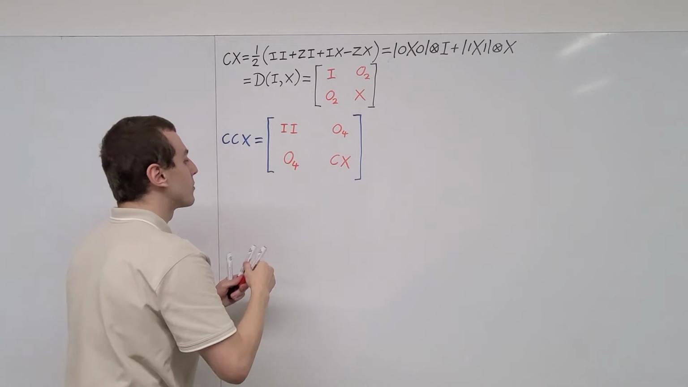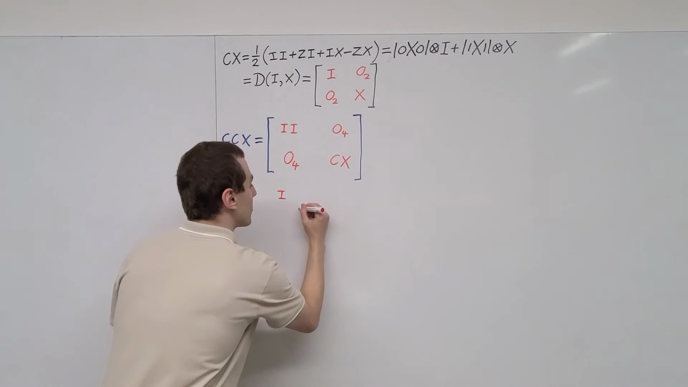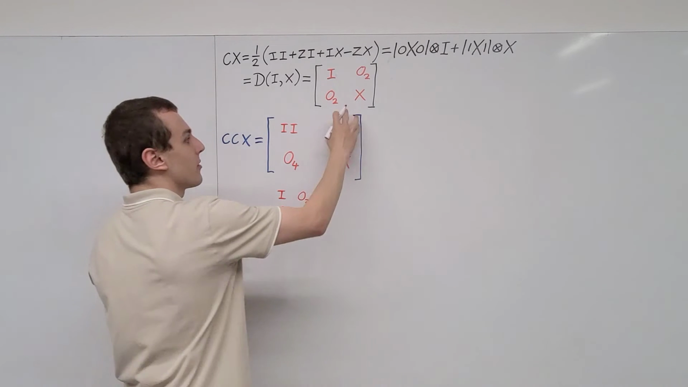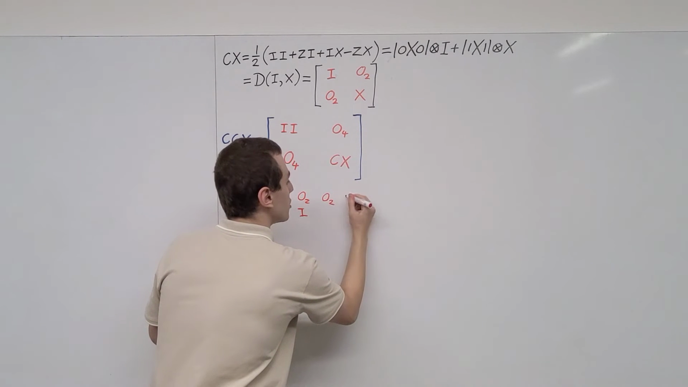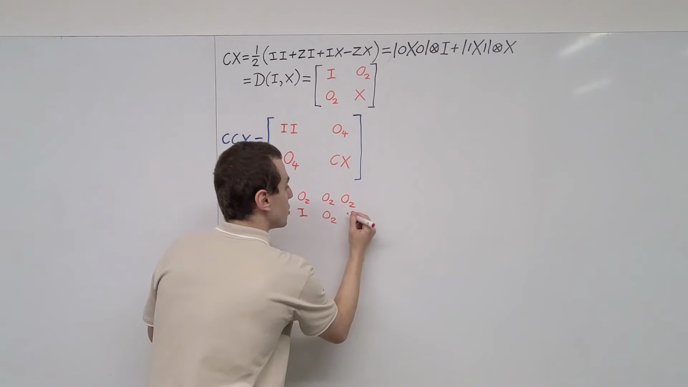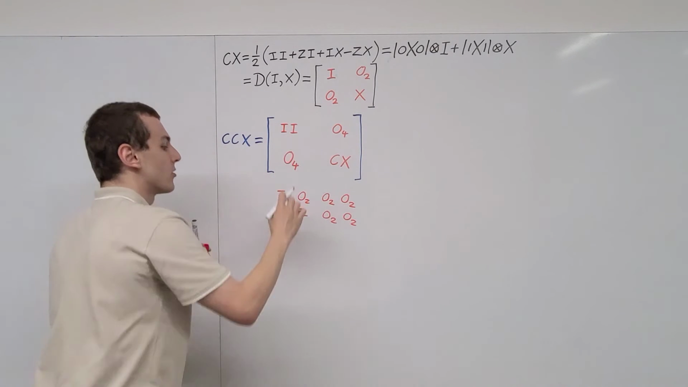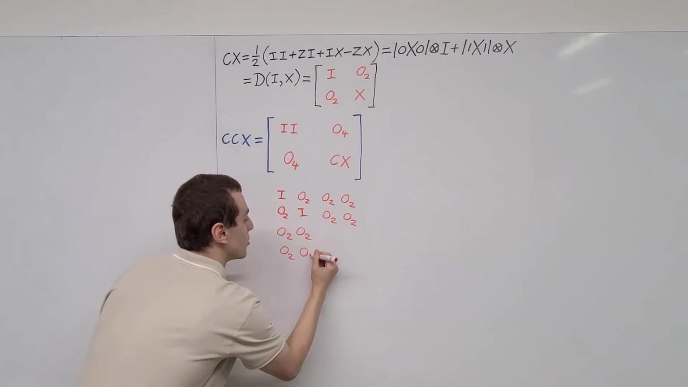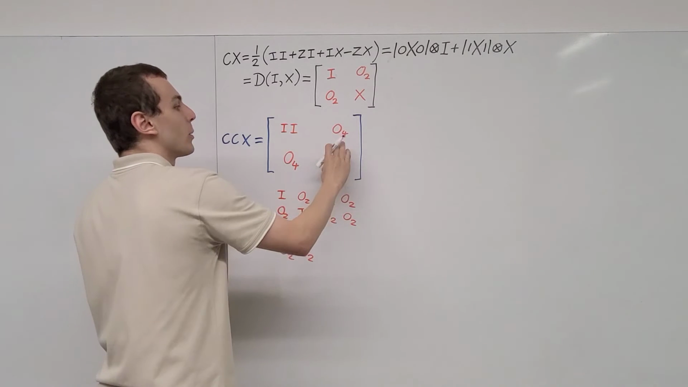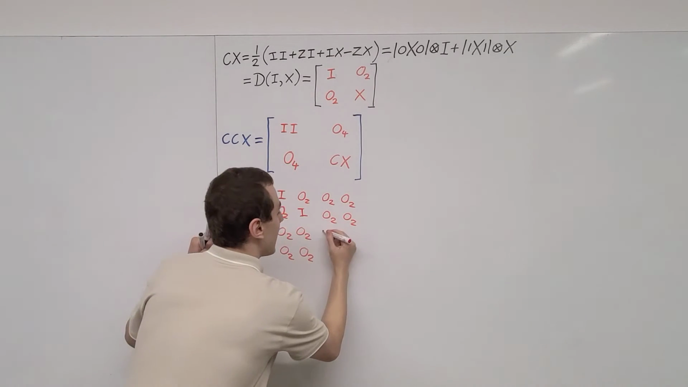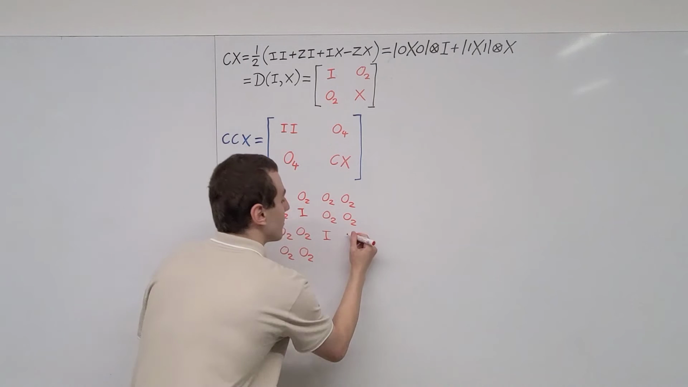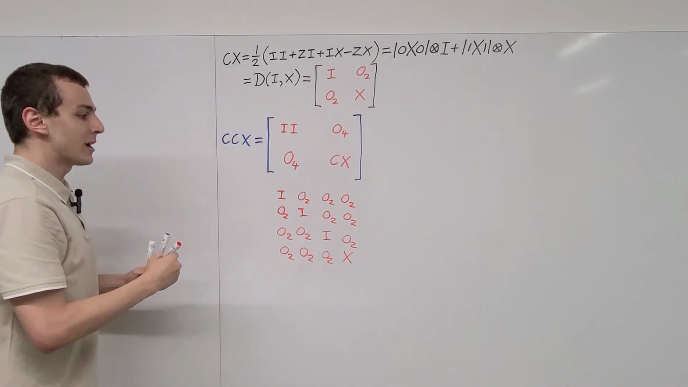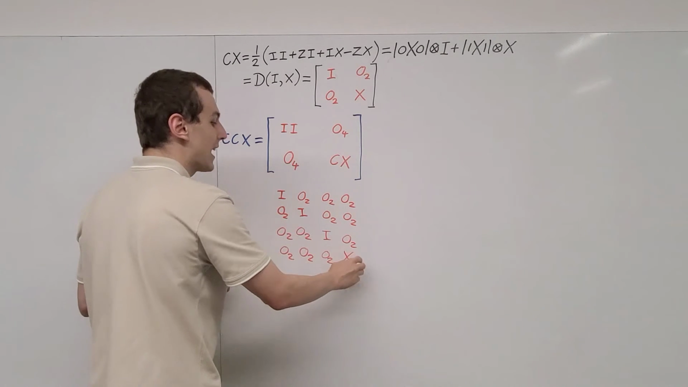This II, we can break up into I's along the diagonal and 0_2's on the off diagonal. What about this over here? We can break that up into 0_2, 0_2, 0_2, 0_2. And this one over here, we can also break that up into 0_2, 0_2, 0_2, and 0_2. What about this bottom part here? Well, we can just insert this matrix. So we're going to have the identity, then we're going to have 0_2, 0_2, and finally Pauli X. So we have 3 identities and a Pauli X over here.